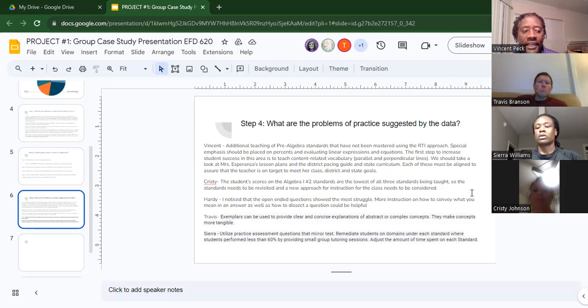standards, they did have something listed about linear expressions, but it was blank. It didn't have any scores beside it. So I'm not sure if Miss Esperanza got a chance to teach that, or if that was even introduced during this grading period. If not, then that would definitely explain why there's a deficiency with open-ended and short answer questions as it pertains to solving equations, specifically linear equations.